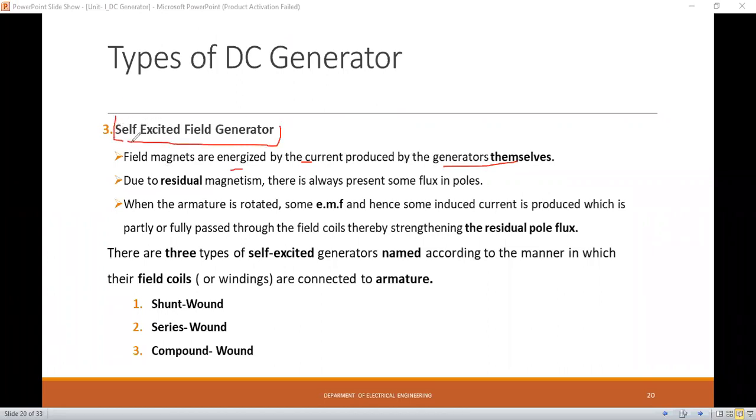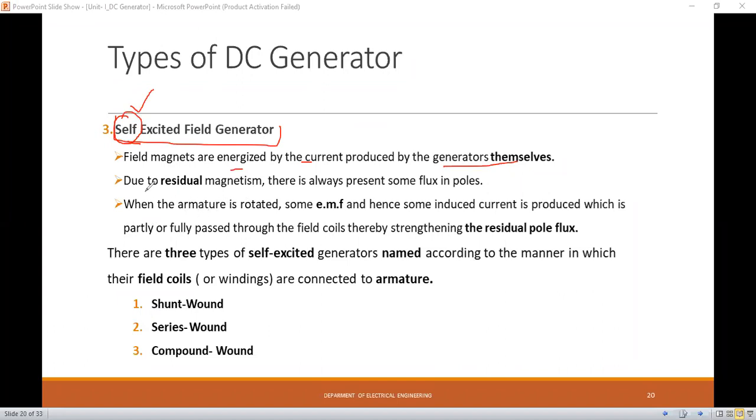So its name suggests that self-excited is nothing but its own excitation. That means the generated current is given to the field winding for excitation purpose. This is the self-excited field generator. Okay. Now, how will it happen?